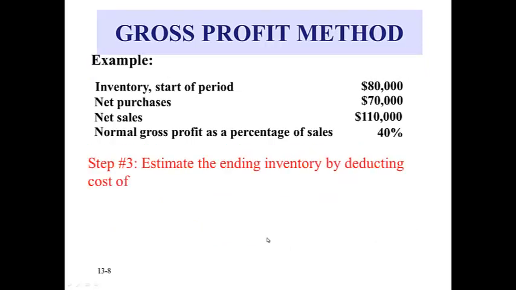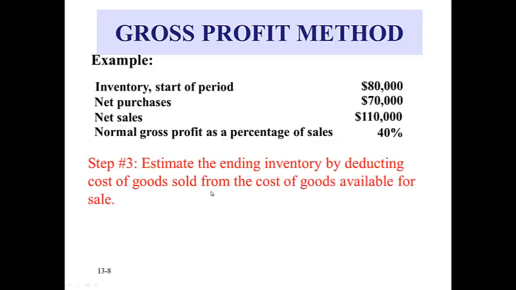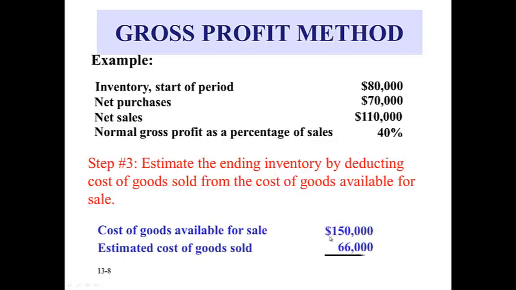In step three, we're going to deduct the cost of goods sold from the cost of goods available for sale. So remember, our cost of goods available for sale is $150,000. So we either sold them or we still have them in ending inventory. So if we sold $66,000 of goods, then we must still have $84,000. So that's our ending inventory.